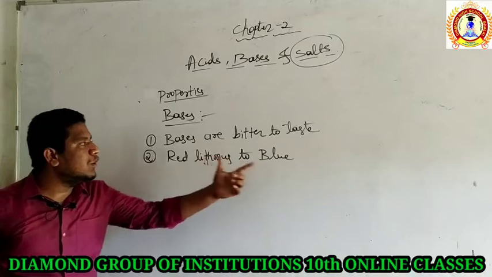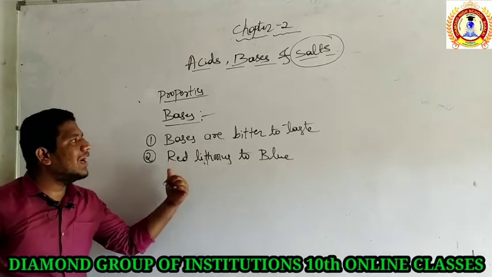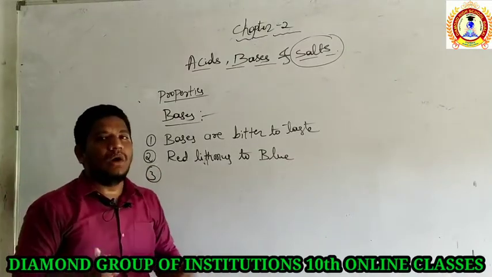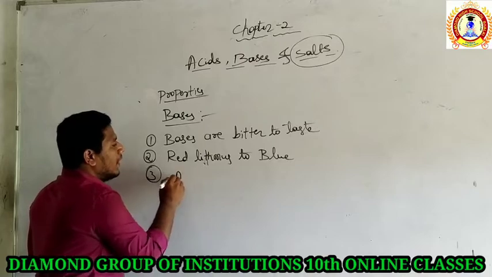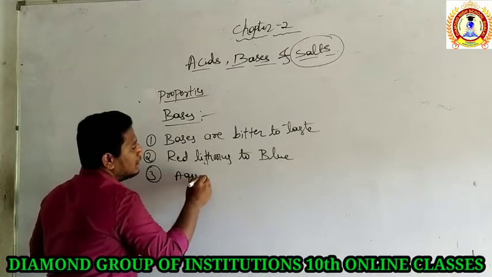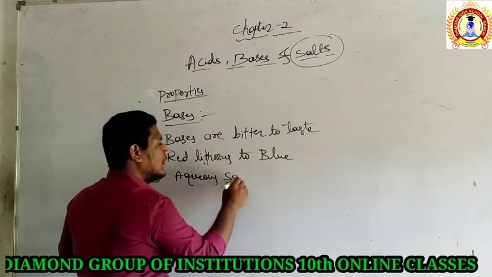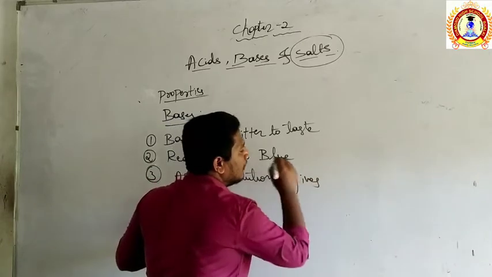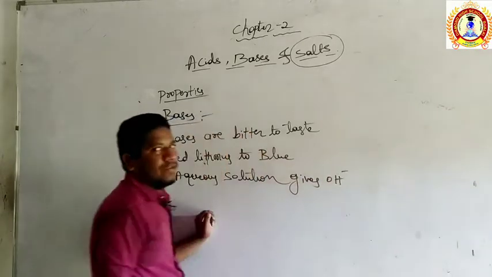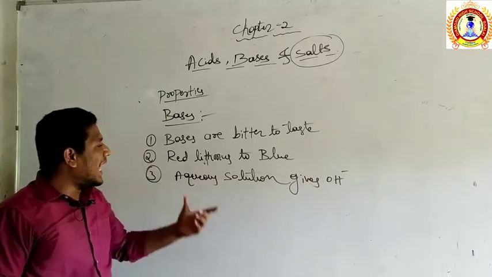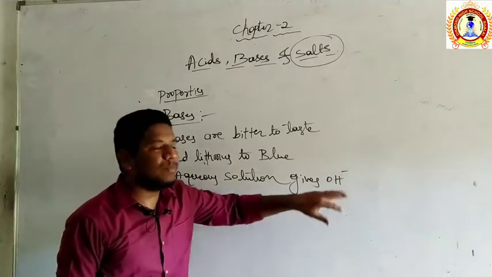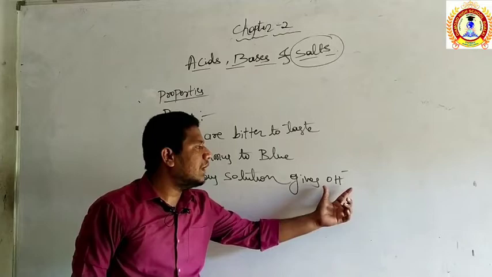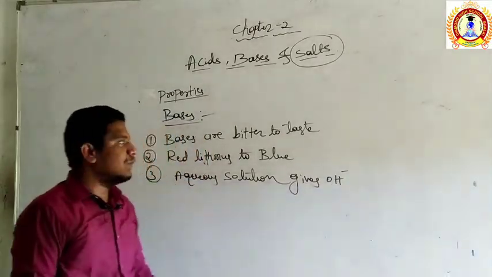So acids change blue litmus to red, and the bases will change red litmus to blue. When the bases are added in water, in aqueous solution, they give OH minus ions, hydroxide ions. Acids in aqueous solution give H plus or H3O plus ions, but the bases will give hydroxide ions, that is, the OH minus ions.